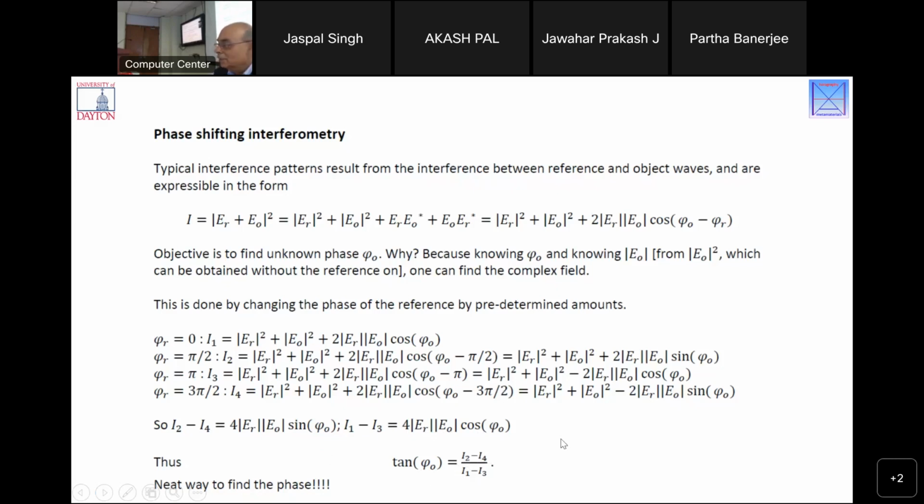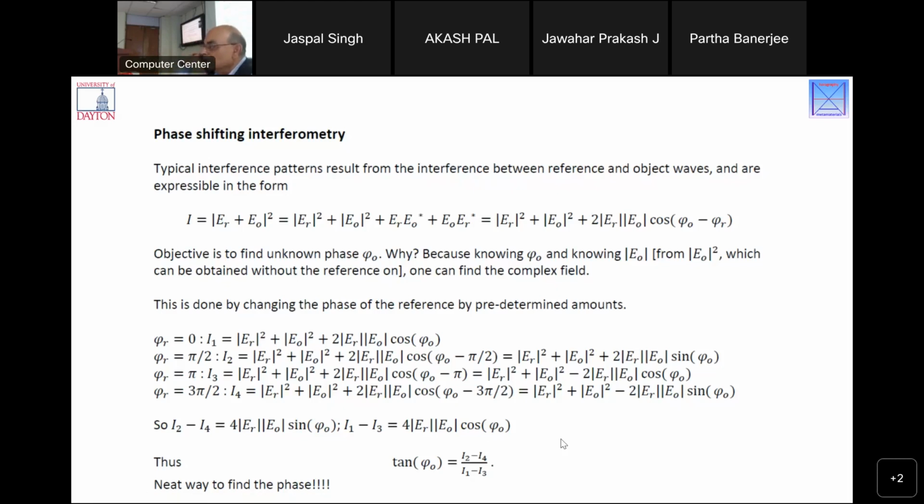So what does that say? Well, isn't that a neat way to find the phase? I have automatically found the phase from 4 measurements by doing, as you can see, 3 successive phase shifts of the reference beam by 90 degrees at a time. Reference and object wave are taken from the same laser.